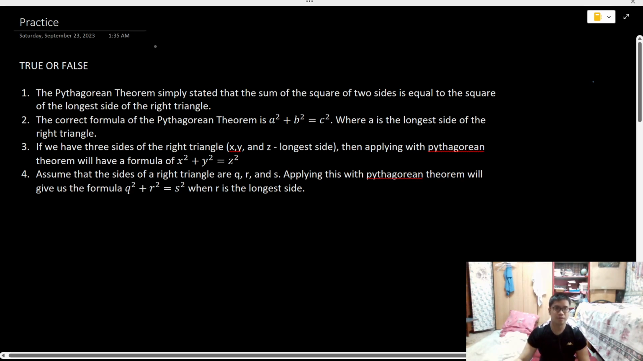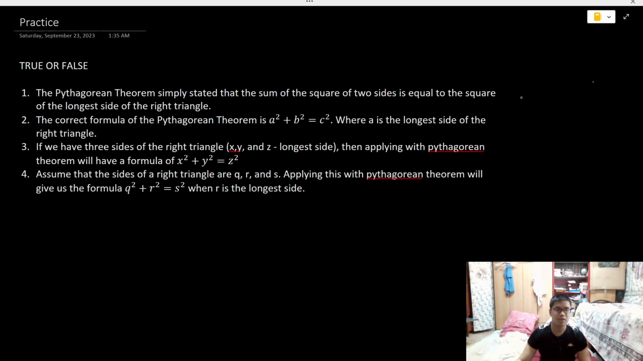So true or false? Number one, Pythagorean theorem simply stated that the sum of the square of two sides is equal to the square of the longest side of the right triangle. The answer for this one is obviously true. Because in a Pythagorean theorem, the formula is already obvious, and it is based from the right triangle.